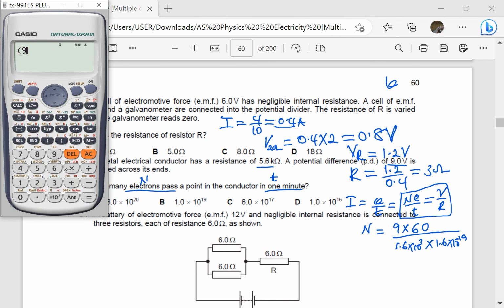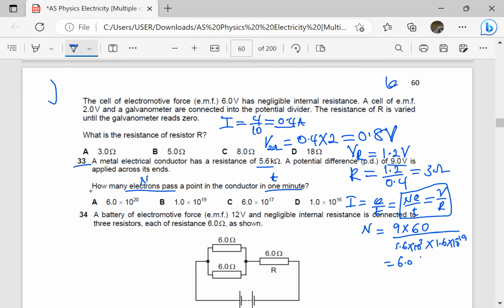So this is going to be 9 times 60 divided by 5.6 exponent, okay, I'll open another bracket, two brackets, 5.6 exponent 3 times 1.6 exponent negative 19. Close the brackets. So this is giving me 6.0 times 10 power 17. Which makes the answer to be C.